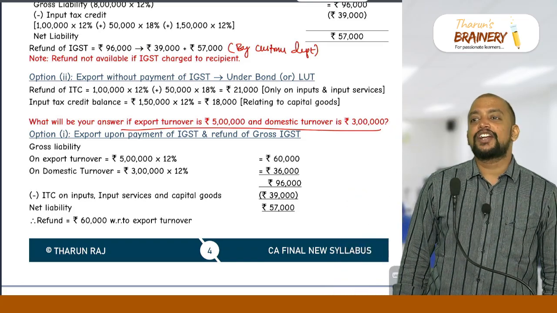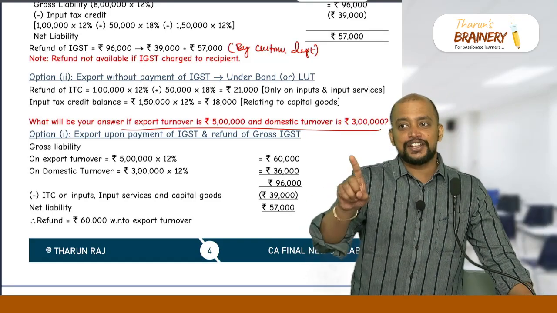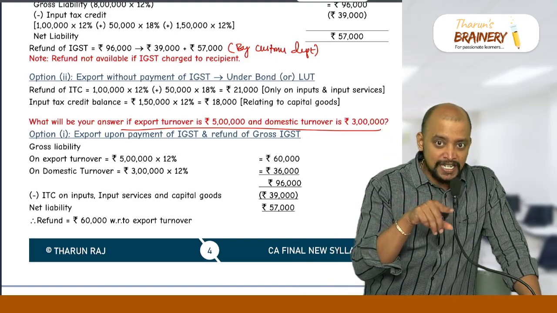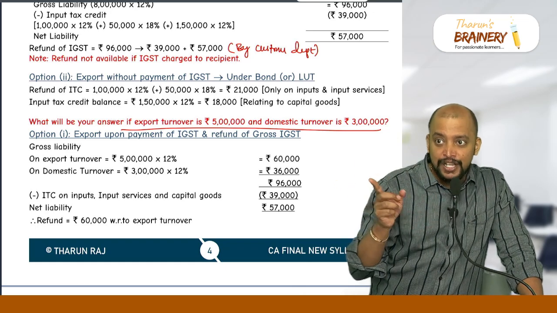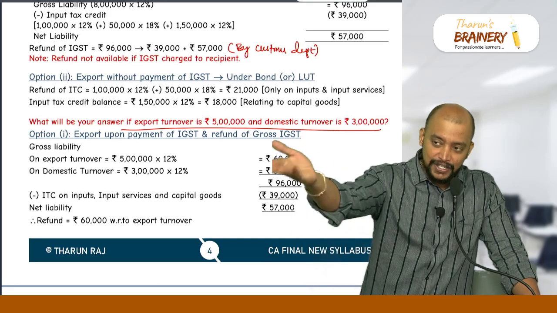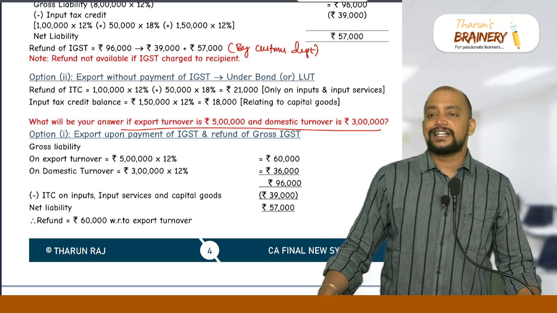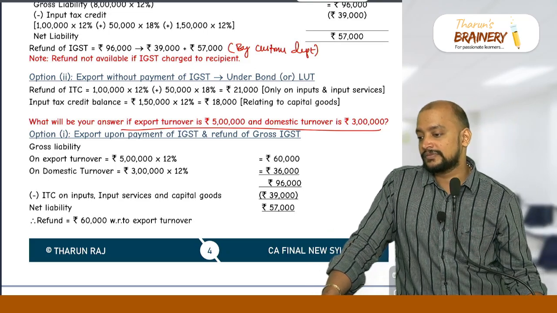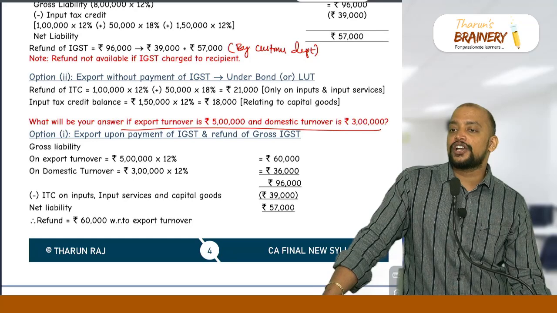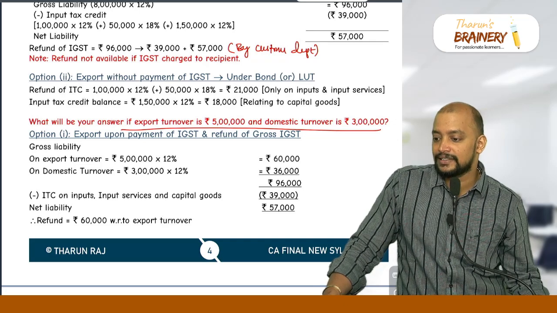Now refund of ITC. How much will we get as refund of ITC? Full 21,000 we will not get. Why will we not get the full 21,000? Because that 21,000 is partly used for domestic and partly used for export. So we will get the proportionate amount. To what proportion? 5 by 8. So calculate. Refund of ITC equals ITC on inputs and input services multiplied by what by what?